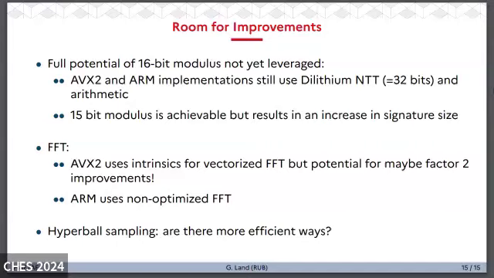The second big point is the FFT. For our AVX2 implementation, we now use some intrinsics to somewhat optimize this FFT up to a certain FFT stage. But it's far from fully optimized. So I believe that with respect to the FFT cycle count, there is potential for maybe even a factor 2 improvement still. And our ARM implementation has a non-optimized FFT, so no optimization whatsoever. There's a very high potential for speed-ups.